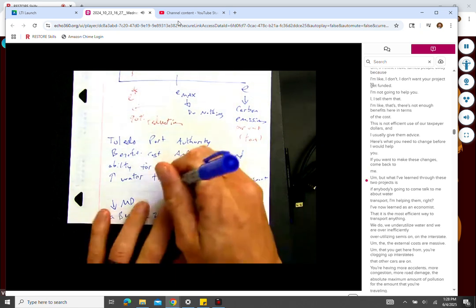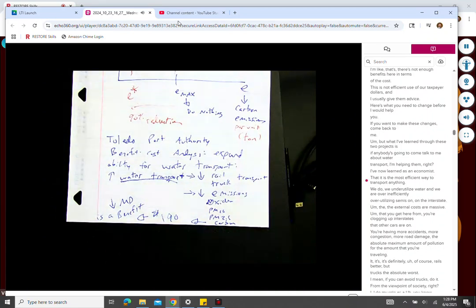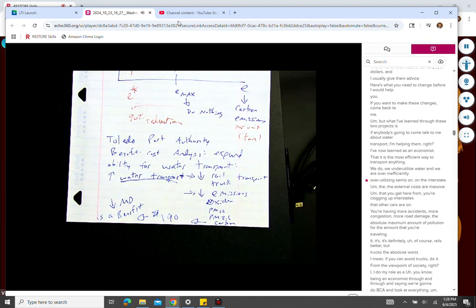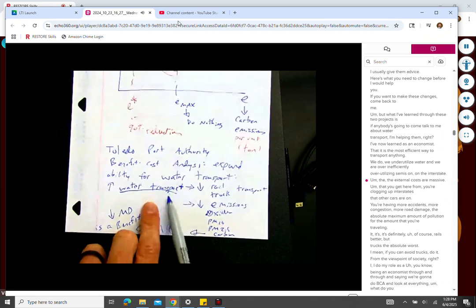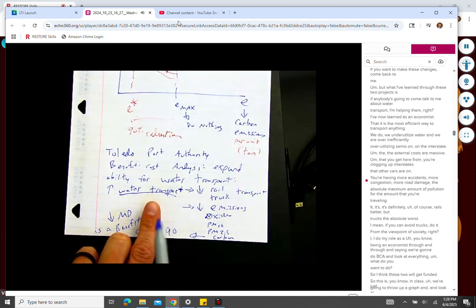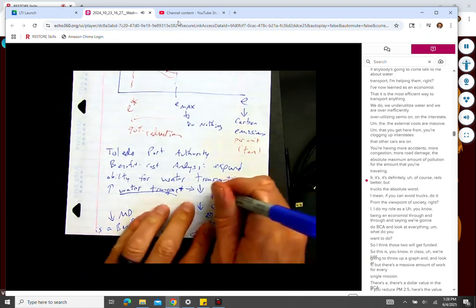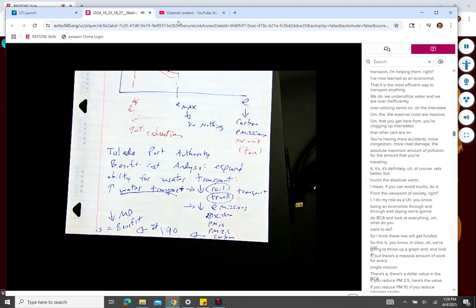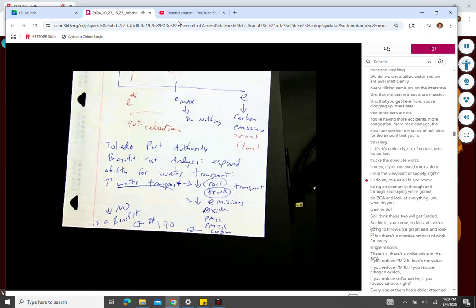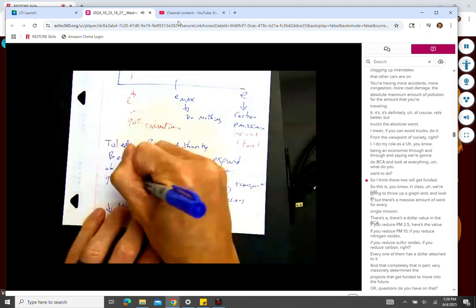But what I've learned through these two projects is if anybody's going to come talk to me about water transport, I'm helping them. I've now learned as an economist that it is the most efficient way to transport anything. We underutilize water, and we are inefficiently overutilizing semis on the interstate. The external costs are massive: you're clogging up interstates that other cars are on, you're having more accidents, more congestion, more road damage, and the absolute maximum amount of pollution per distance traveled. Of course, rail's better, but truck's the absolute worst. I mean, if you can avoid truck, do it, from the viewpoint of society, right? I do my role as an economist through and through, saying we're going to do BCA and look at everything. What do you want to do? So I think those two will get funded.